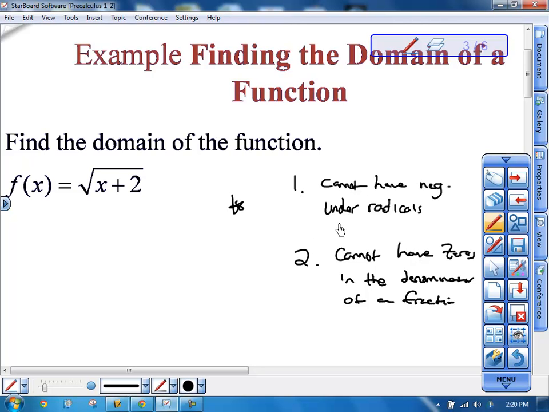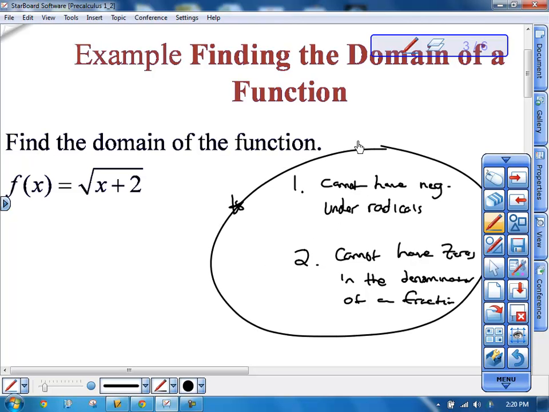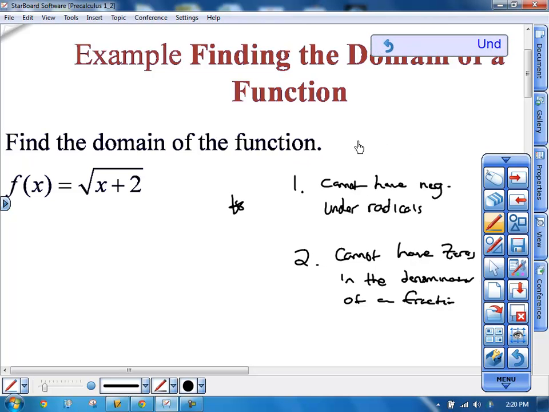Okay, so those are the only two things we have to worry about in this class for domain. We have to look out for negatives underneath square roots and zeros in the bottoms of fractions. That's it. Everything else we can do whatever we want. We can stick in whatever number we want and do a function.